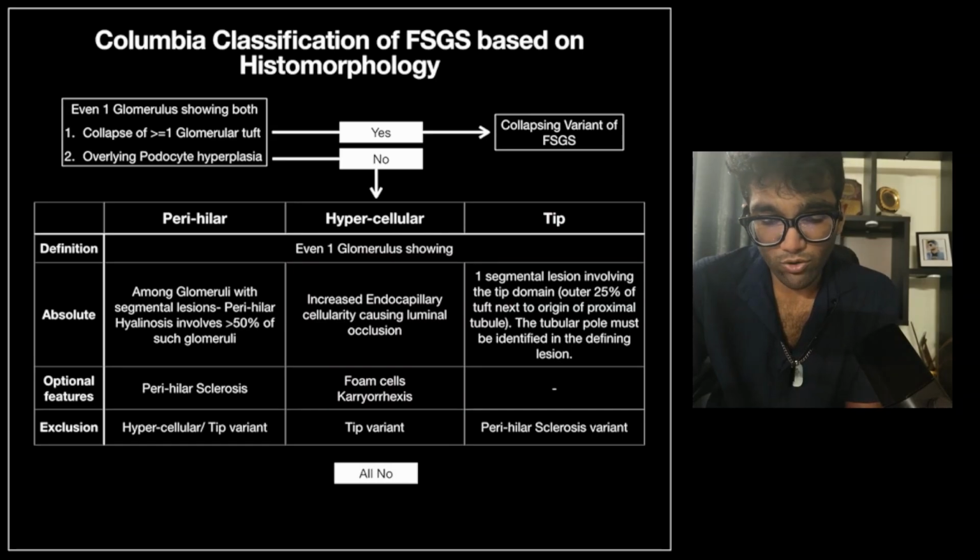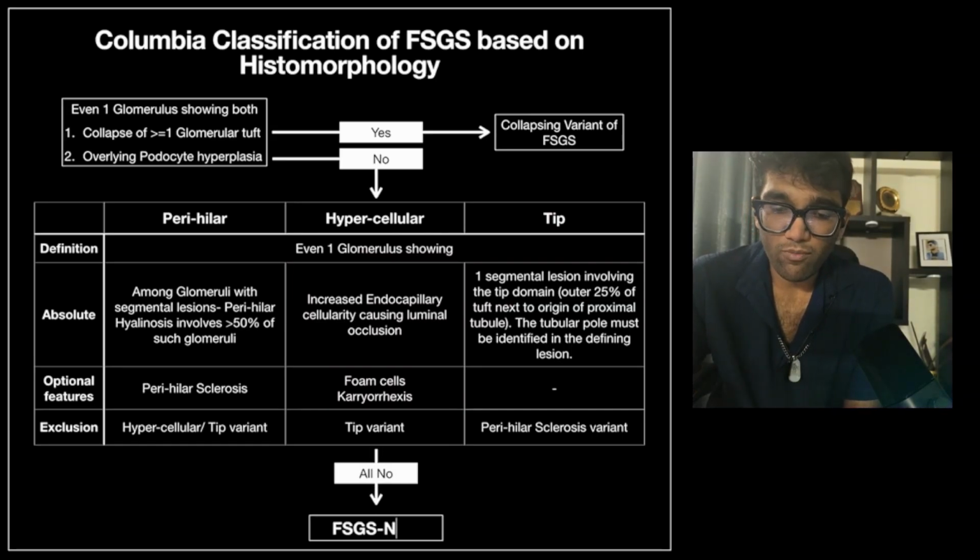Now, if all are no, we call that FSGS not otherwise specified, and that is actually the most common form of histological FSGS that one encounters if you are a histopathologist or a nephrologist.